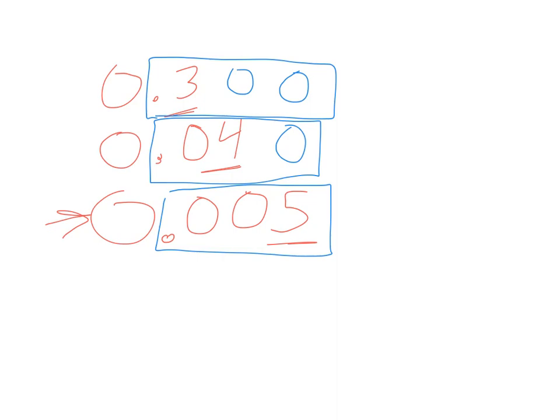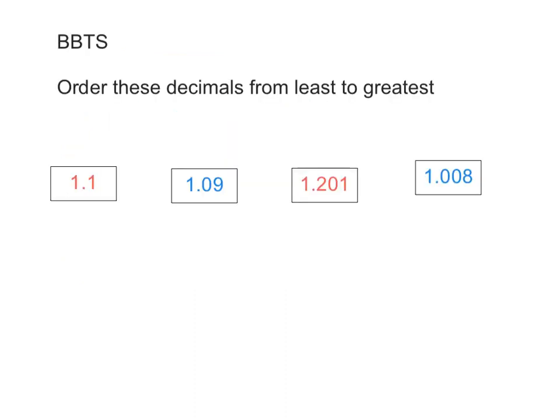So that's why it's important to have those zeros, especially see how the whole numbers here are all the same. On the next problem, the bring back to school problem, you're going to notice that the whole numbers are all the same. So it is going to be very, very important that you make sure that you have all of them with their zeros and everything.